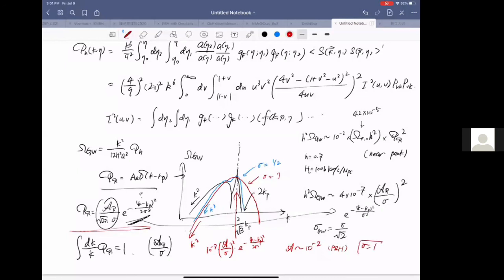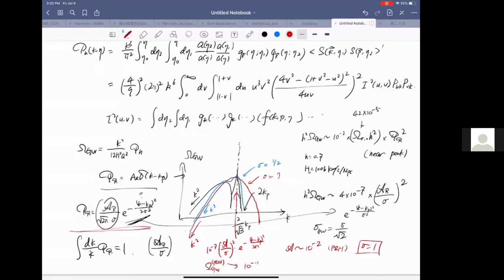In this case, you have this peak value, and the GW peak is 10 to minus 11. It's still difficult, but not too difficult to be detected, for instance, in the future experiment of SKA or something. It can be turned a little bit larger to make more primordial black hole formation and larger induced gravitational waves.